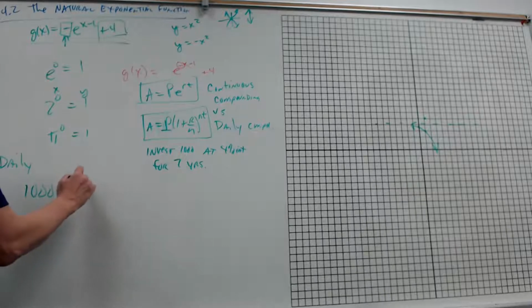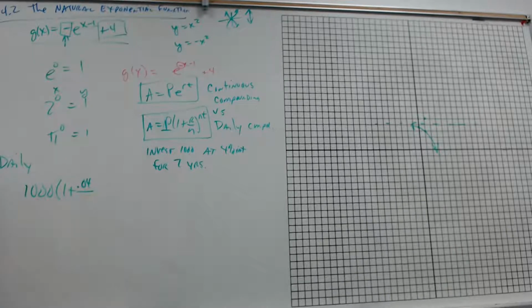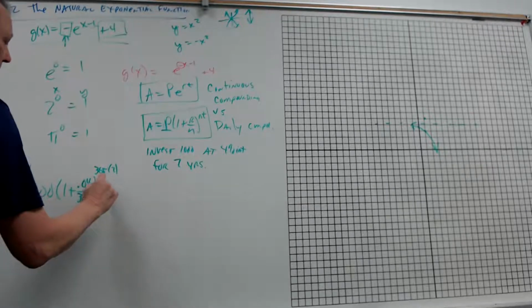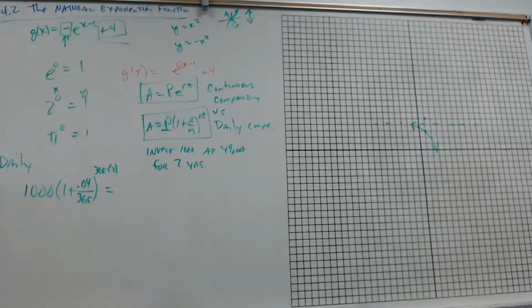0.04 over, how many times are we compounding it? 365 to the, and again, N is 365, and T is 7. Okay? So somebody figure out what that is. I just made it up, so I don't know.